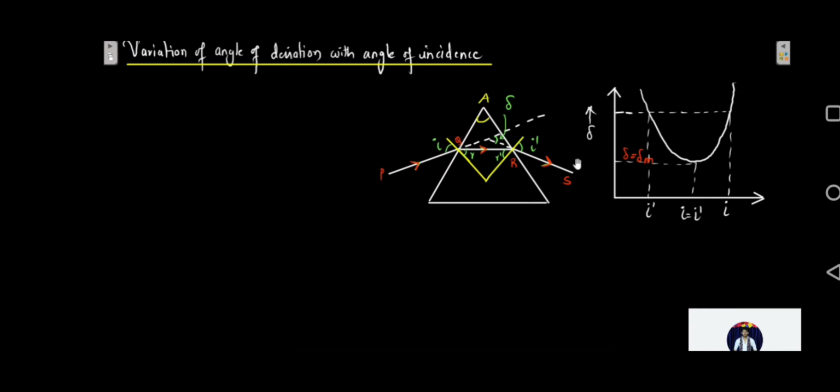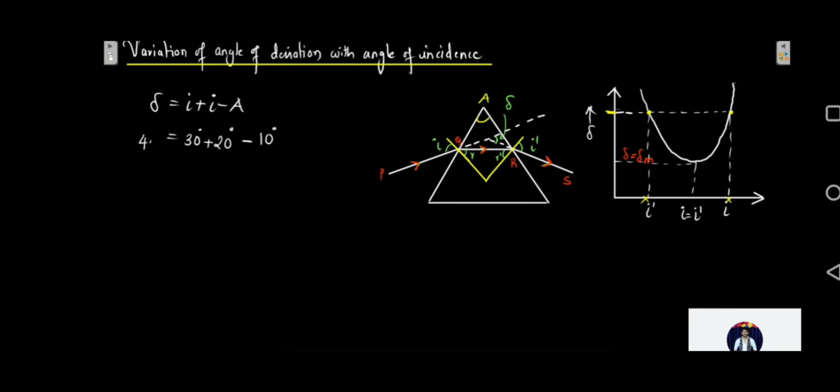So if you see this figure, it is very much clear from here that delta, that is angle of deviation, corresponds to two values of angle of incidence, that is this value and this value. That means a single value of delta is going to have two values of angle of incidence. It is clear from that figure, right? So a single value of deviation is going to have two values of angle of incidence. This fact can be expected from the symmetry of I and I dash.